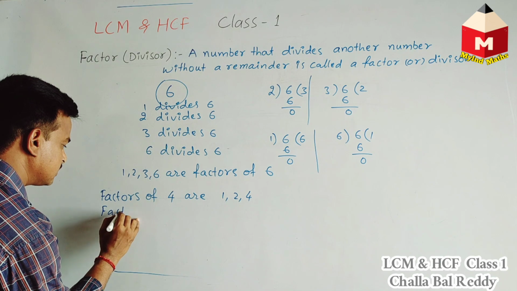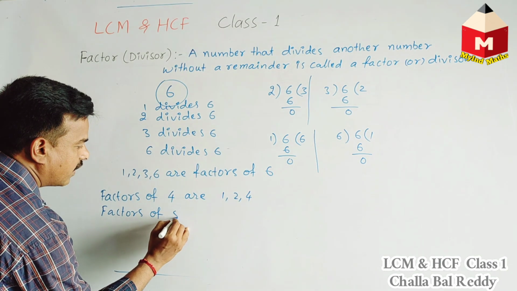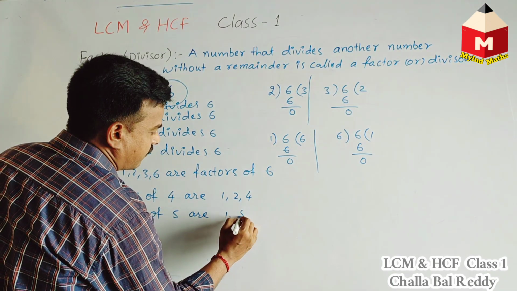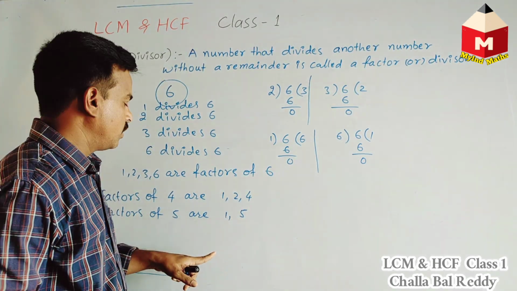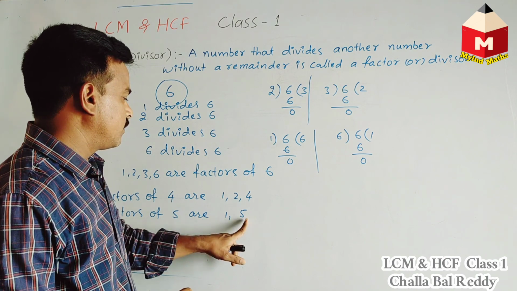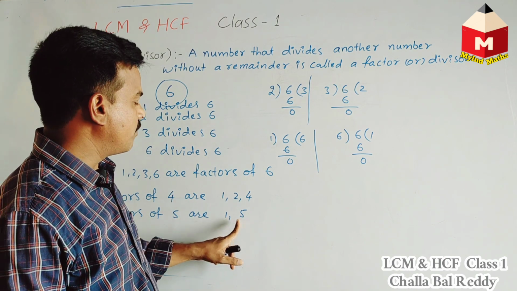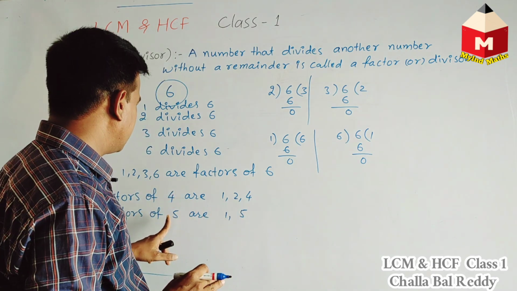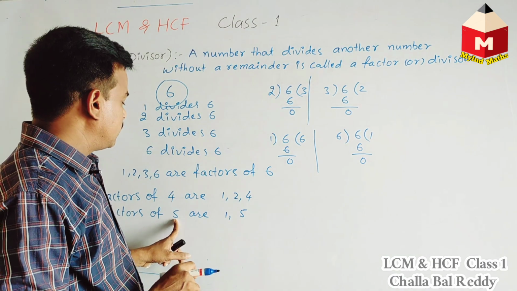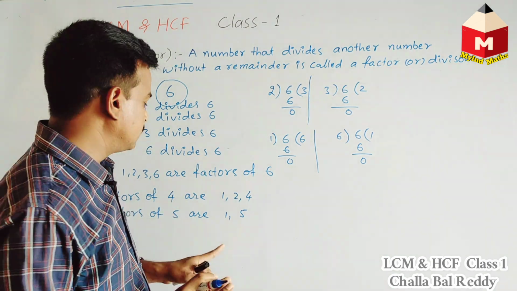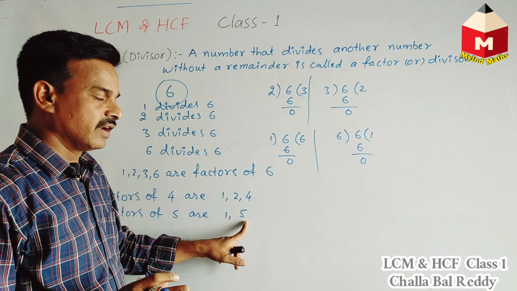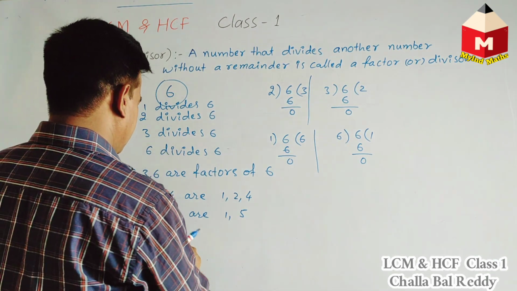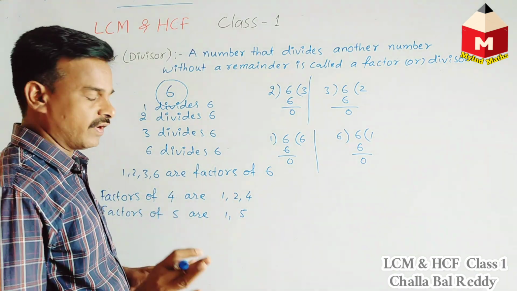Also, what are the factors of 5? 1 and 5 only. There are only 2. 1 divides 5, 5 divides 5. That is why 1 and 5 are factors of 5, or 1 and 5 are divisors of 5. There is no other factor, because there is no other number except 1 and 5 that divides 5. That is why 5 has only 2 factors.